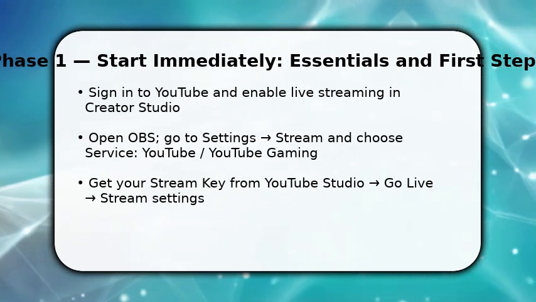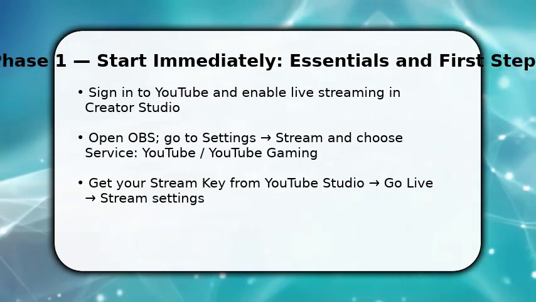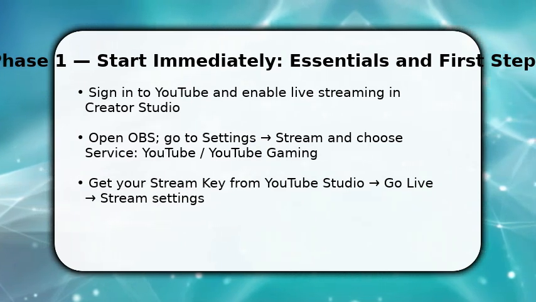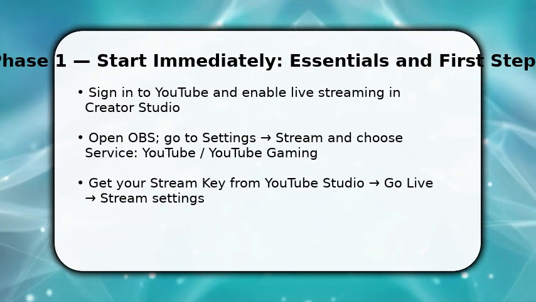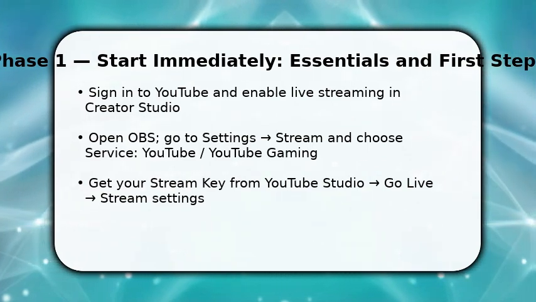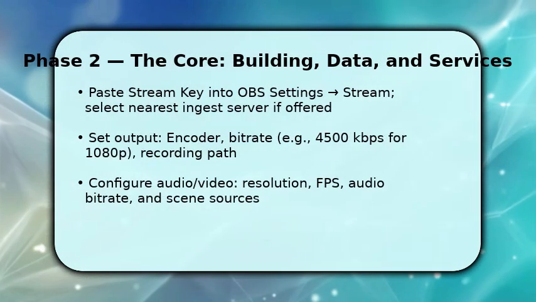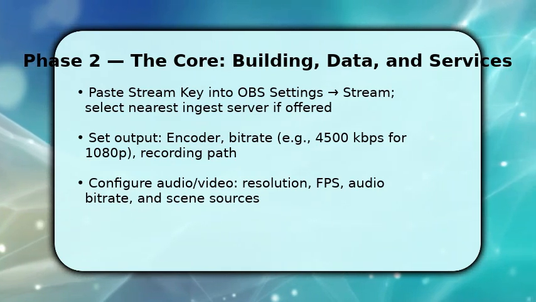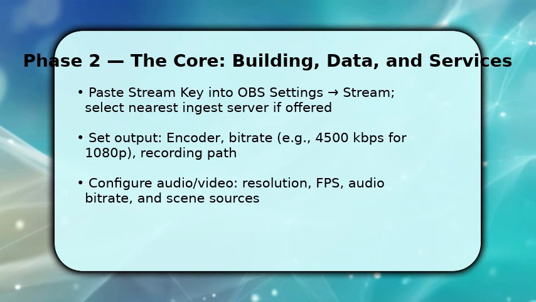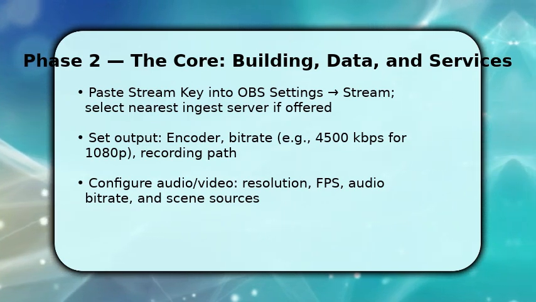Now locate your stream key in YouTube Studio under Go Live, right arrow, stream, and copy it. You do this because the key authorizes OBS to broadcast to your channel, which means never share it. Treat it like a password. Once you have the stream key, paste it into OBS settings, right arrow, stream. If OBS lets you pick a server, choose the one closest to your region for lower latency.